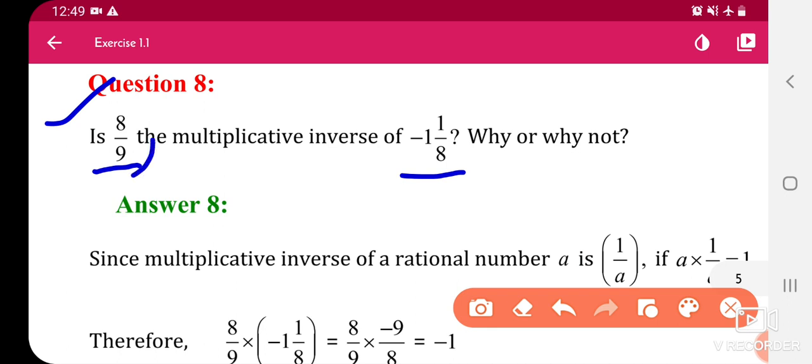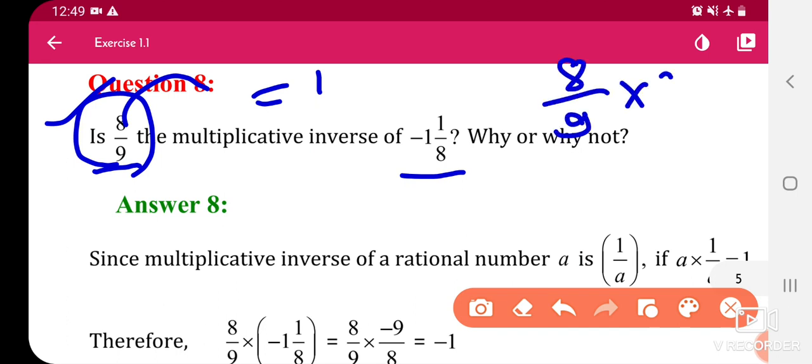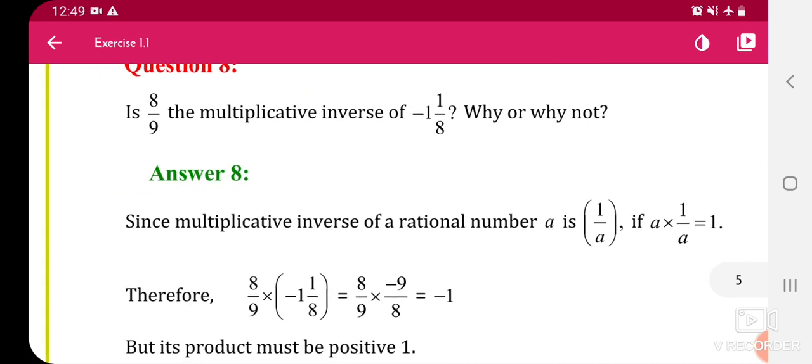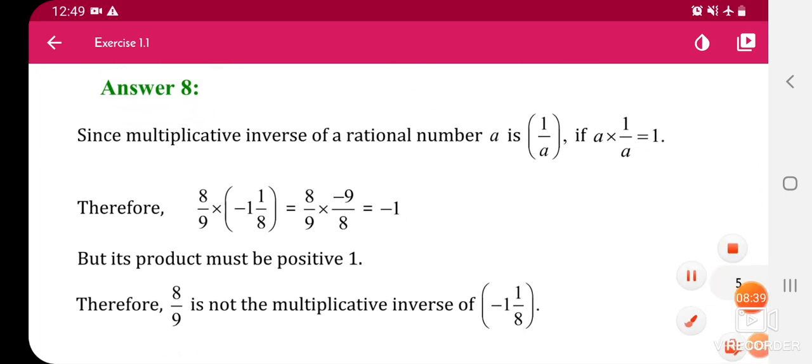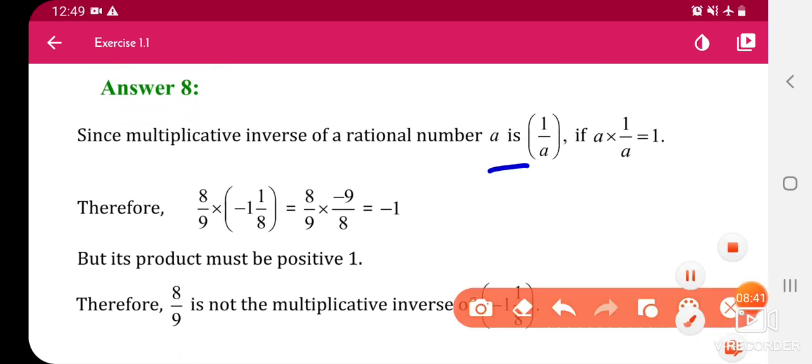When these are the multiplicative inverse of this number, the answer is 1, because when we multiply 8 upon 9 by its inverse, the terms cancel and the answer is 1. So we have to find whether their answer is 1 or not. Since the multiplicative inverse of a number A is 1 upon A, when we multiply a number and its multiplicative inverse, the answer is 1.